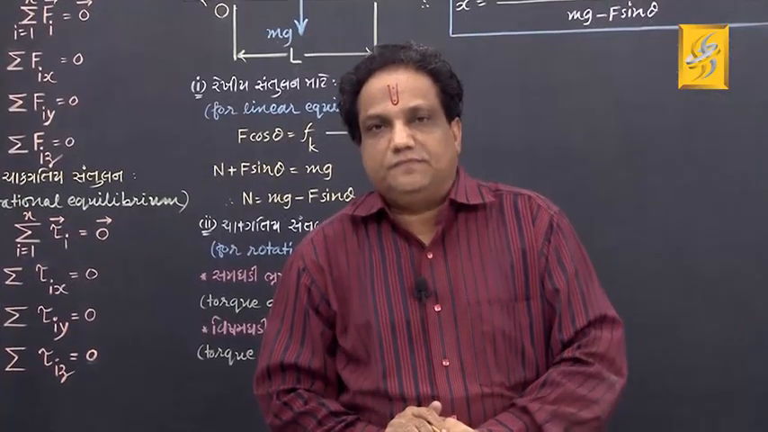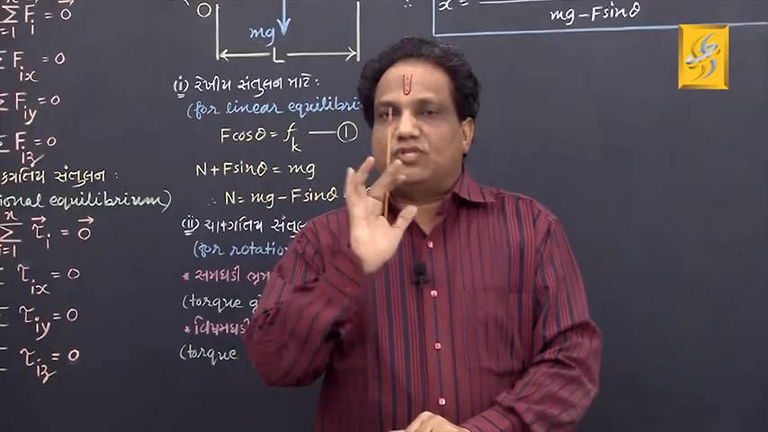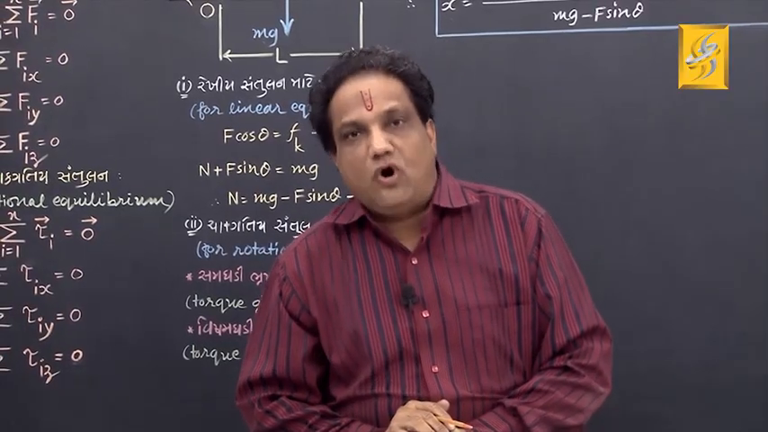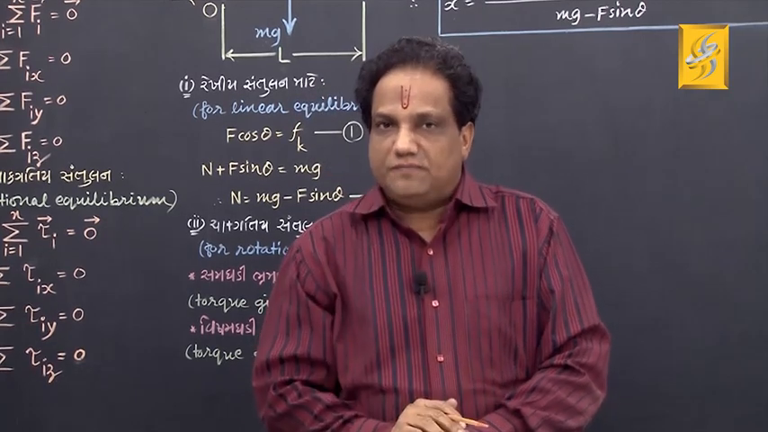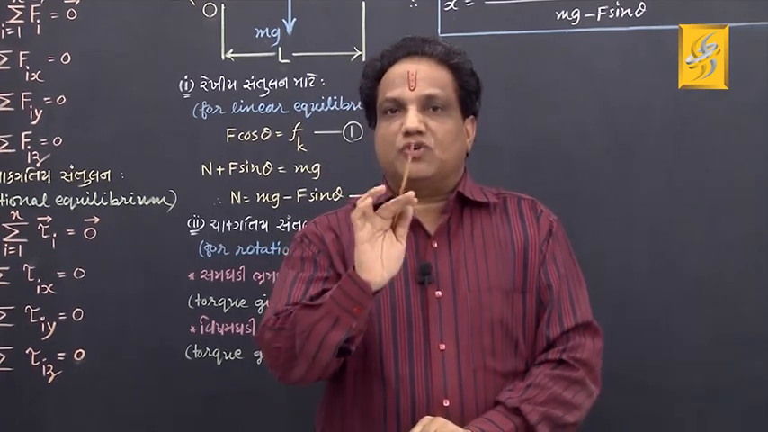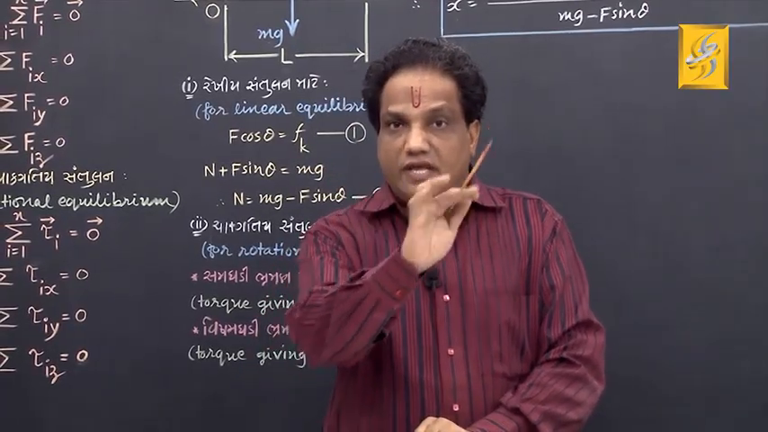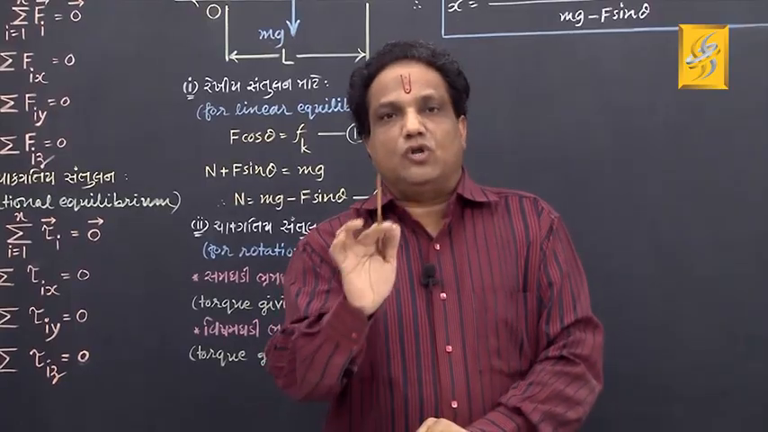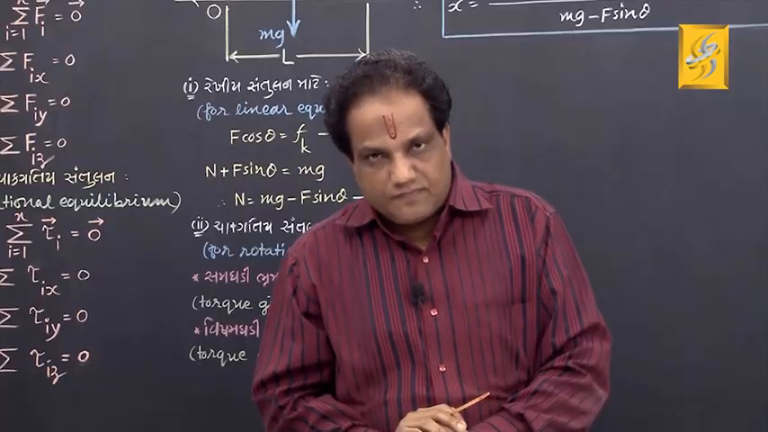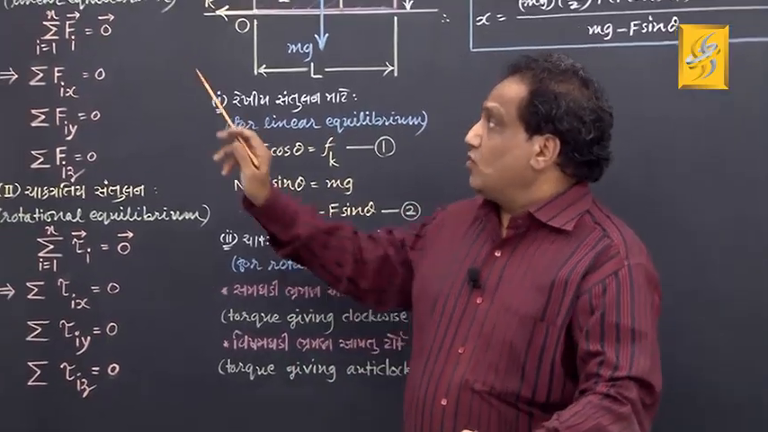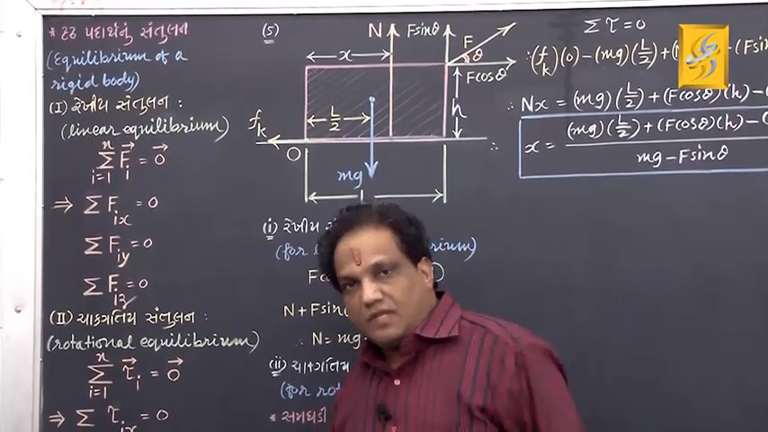Come on my dears, let us today understand what is called the equilibrium condition of a rigid body. Say a rigid body can have two types of equilibriums. Which two types? One is called linear equilibrium, another is called rotational equilibrium. Let us see one by one. When a rigid body is said to be under linear equilibrium, very simple.